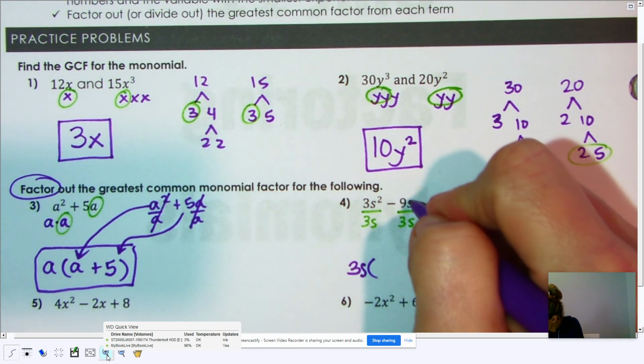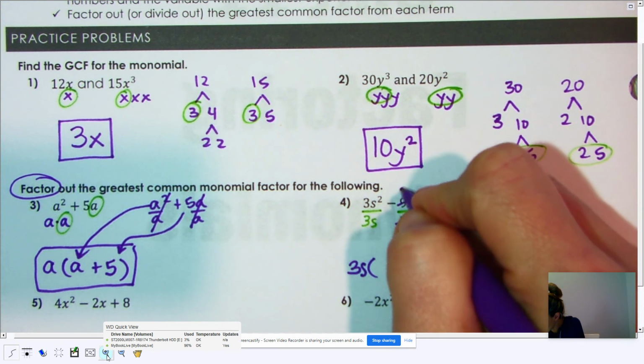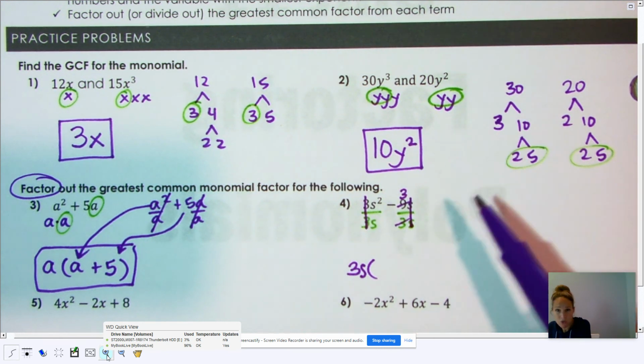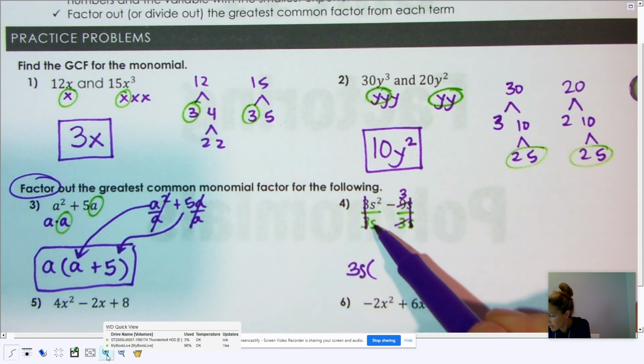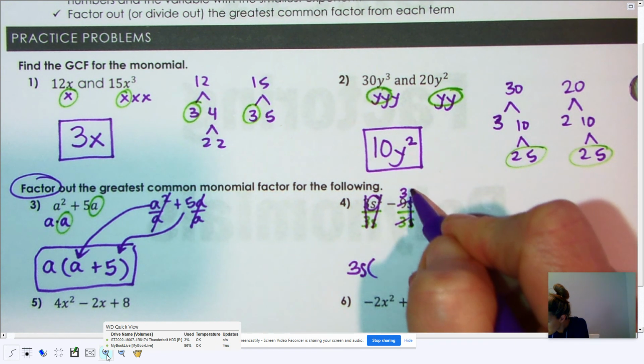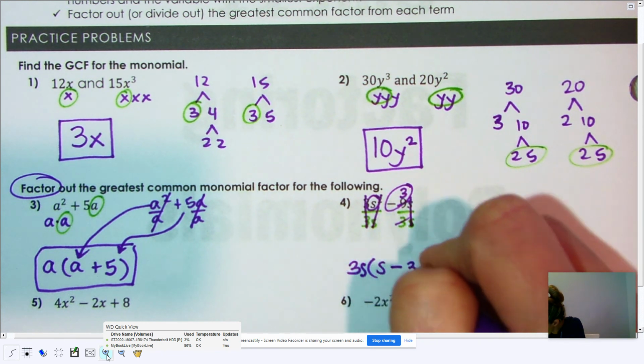So S divided by S, those ones cancel. 3 goes into 9 3 times. This one, the 3's cancel. Well, if I've got 2 S's on the top and 1 S on the bottom, then it would cancel out the second S, but there'd still be an S left and there'd still be a minus 3. So that's what I'm going to write, S minus 3.